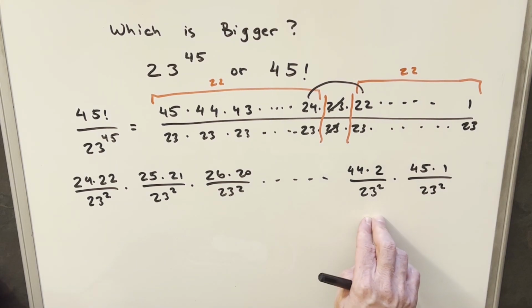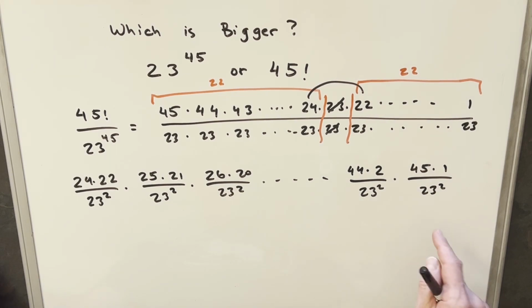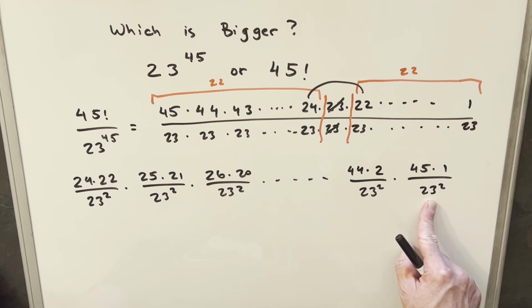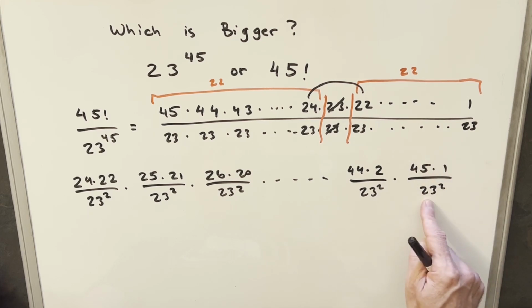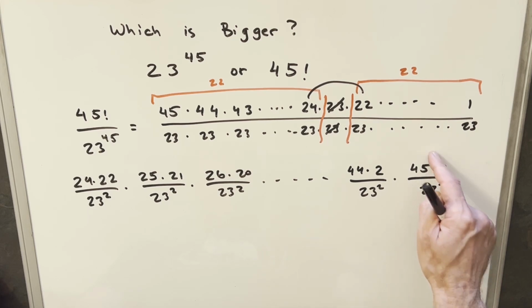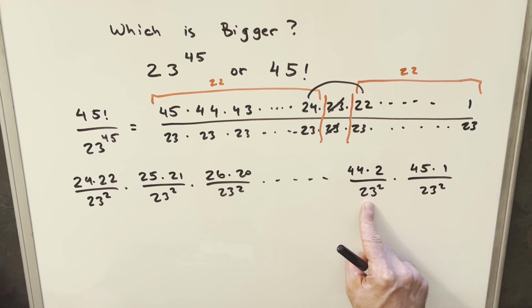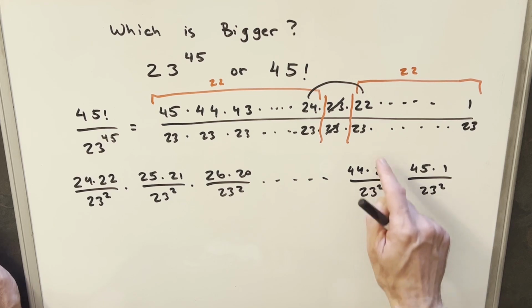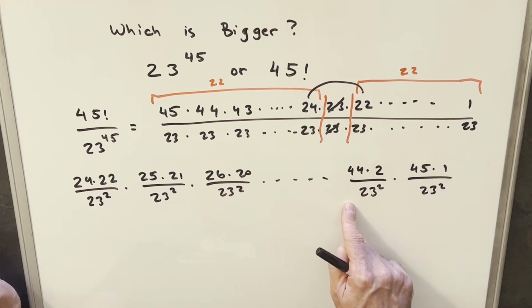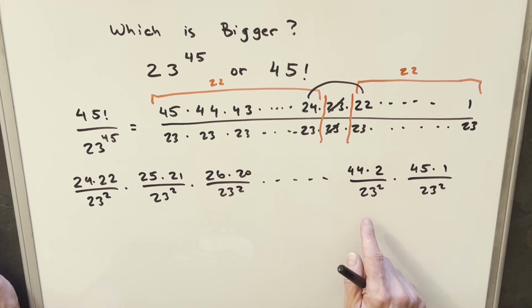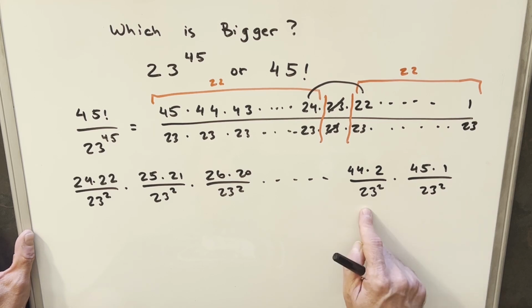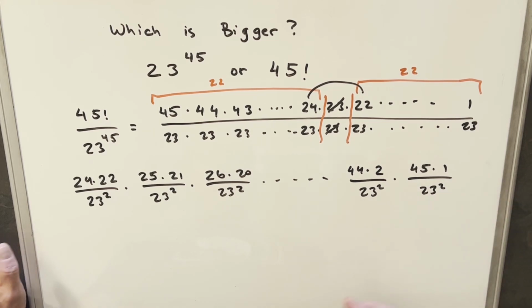And then looking at things this way, things start to become a little clearer. Like if we just focus on this last term, we have 45 in the numerator, and 23 squared is 529. So 45 over 529 is much less than 1. Then we go to the second to last term. 2 times 44, 88 over 529, much less than 1. And keep in mind, we're multiplying together terms less than 1. The result is going to be less than 1.